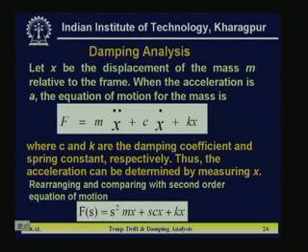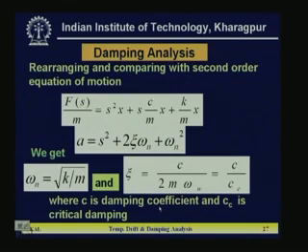Rearranging the equation, what is shown is the second order equation of motion, where F(s), which is the force, is given by s square m x. So, s square is the double derivative with respect to x, plus s c x plus k x. The same equation is written in this fashion. Now, rearranging again, F(s) by m is given by s square x plus s c by m x plus k by m x.